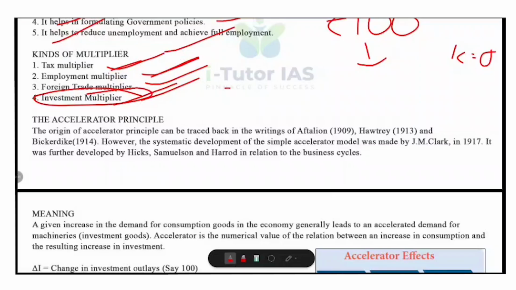And finally, what is meant by foreign trade multiplier? It measures how an increase in export leads to multiple rise in national income of a country. So that's all about the kinds of multiplier.